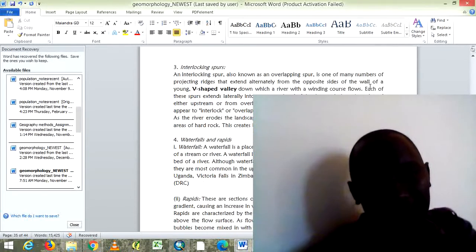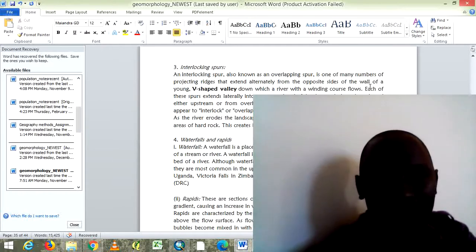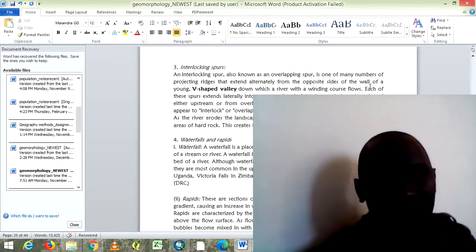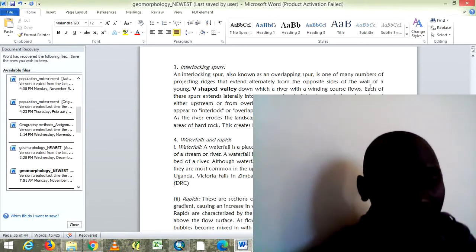On the other hand, rapids are sections of a river where the riverbed has a relatively steep gradient, a rough section of a river usually. So when you go to a river valley and you observe an area where the water flow is very rough and produces some kind of whitish appearance, that section has got rapids. It usually causes an increase in the water velocity and therefore turbulence.